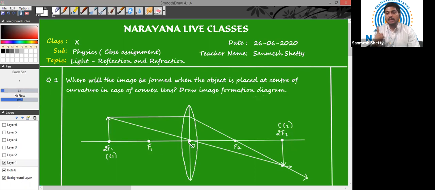That means we can say that the magnification is 1. Image size divided by object size is equal to 1 in this case. So this happens only when the object is kept at 2f1 and the image is formed at 2f2. I hope the point is clear. Let us proceed further to the next question.